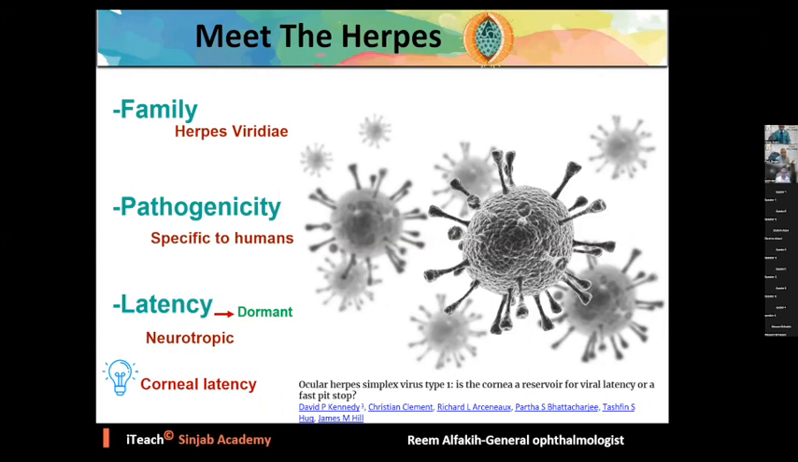As I have said, the herpes is a member of the Herpesviridae family, which is a double-stranded DNA virus with specific pathogenicity towards humans, with an important character of latency, which is to remain dormant in a tissue. They are specifically neurotropic. We mean by that they remain dormant in neural tissue, the trigeminal ganglia for orbital infection. In recent years, the concept of corneal latency has been described. It's not 100% scientifically proved until now, even though many evidences could lead to it. It could explain why the cornea, among all the tissues of the eye, is the most susceptible tissue to herpetic infection.